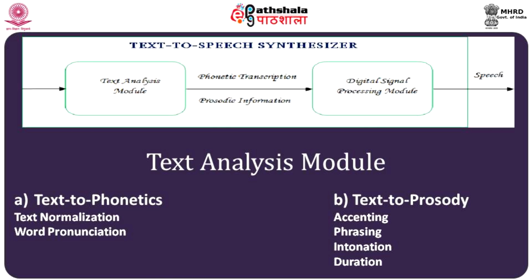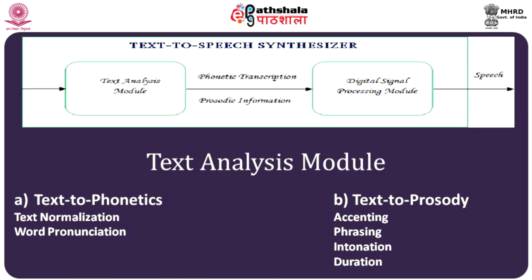A general TTS synthesizer comprises a text analysis module and a digital signal processing module. These two are the main modules. The text analysis module converts the text into phonetic transcription and prosodic information. These two pieces of information, phonetic transcription and prosodic information, are then utilized by the next module, which is the digital signal processing module. These two modules are used in order to convert the basic text input into speech. The first one, the text analysis module, has two blocks.